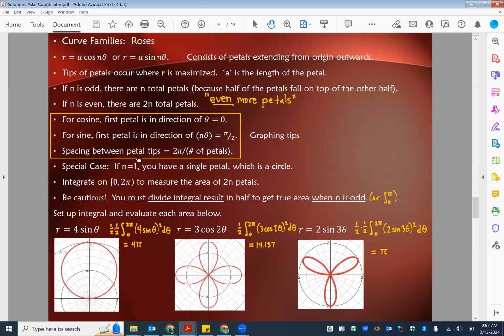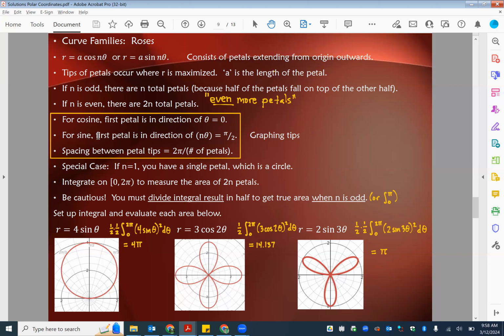The orientation of these curves differs also depending on if we had a cosine or sine function. Cosine is a bit easier to figure out because cosine is always maximized when you have an angle set to 0. So it doesn't even really matter what the n value is. You know you're going to have your first petal pointing directly out to the right. I see a cosine curve in the middle down at the bottom here. That first petal is in the direction of 0 degrees.